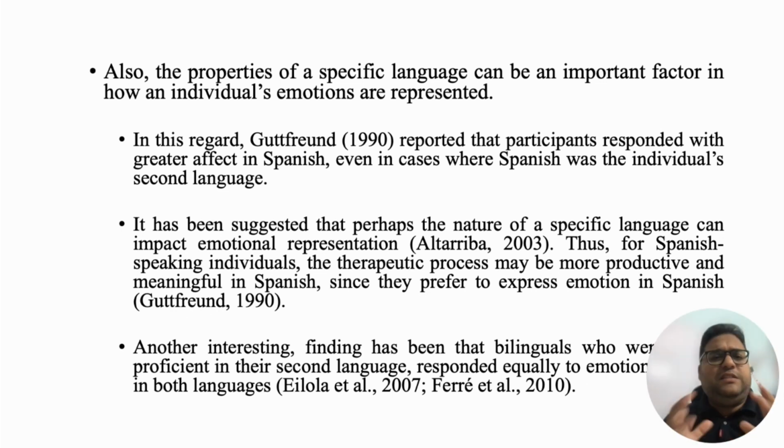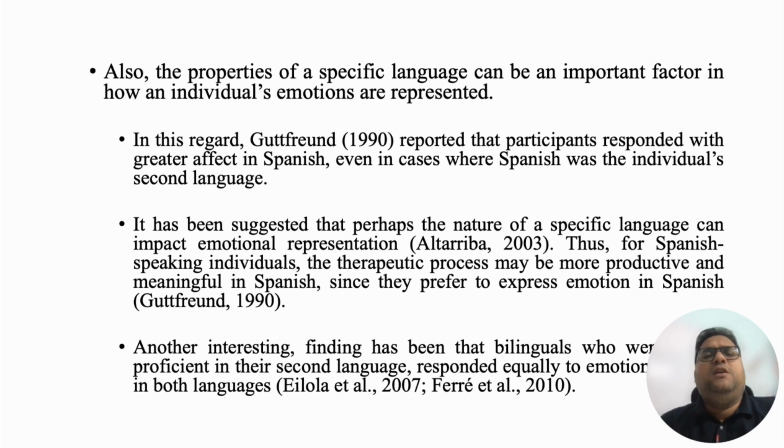So in this regard, Gutfront reported that participants responded with greater affect, greater emotional experience, in Spanish, even in cases when Spanish was the individual's second language. So basically the case they're trying to make is that Spanish allows for a much smoother experience or expression of emotion. People who are second language learners of Spanish could express their emotions better in Spanish.